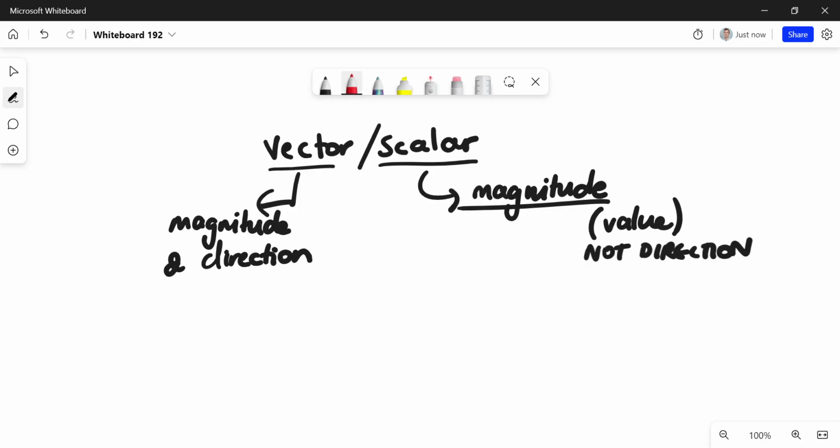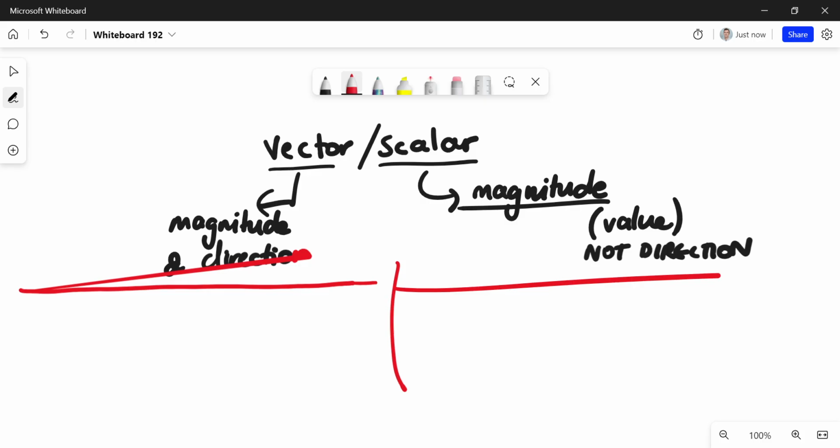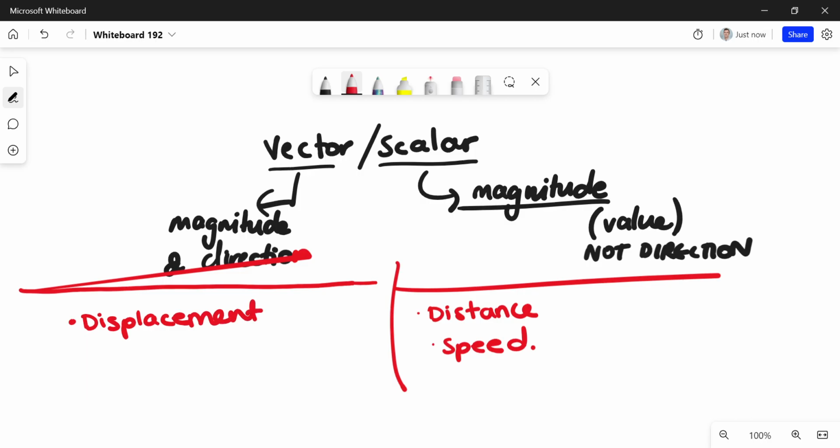So I guess the question is, what links to what here? I don't know why that just happened, but we'll just push on. And the answer is that on our scalar side, we're representing things like distance and also speed. And on our vector side, we've got displacement and we also have velocity.